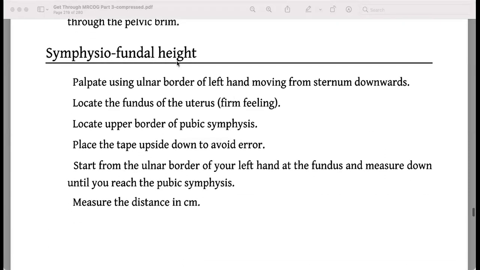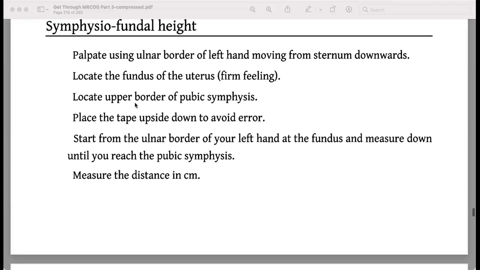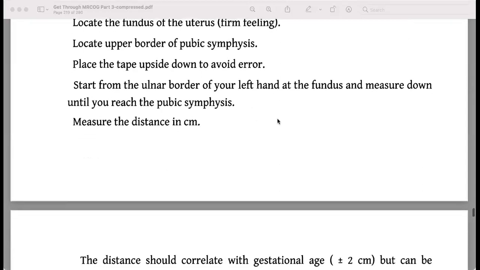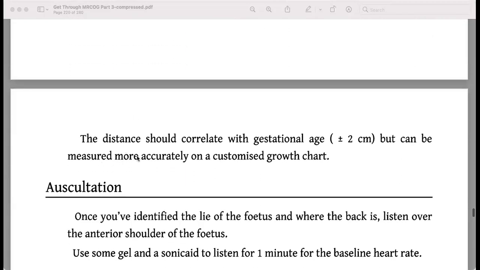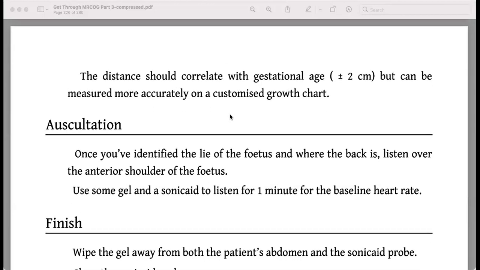Teaching the symphyseal-fundal height: palpate using the ulnar border of the left hand, moving from the sternum downwards. Locate the fundus of the uterus by feeling for the firm, round part. Locate the upper border of the pubic symphysis and place the tape upside down to avoid any error. Start from the ulnar border of your left hand at the fundus and measure down until you reach the pubic symphysis. Measure the distance in centimeters, and the distance should correlate with the gestational age, plus or minus 2 cm, but can be measured more accurately on the customized growth chart.